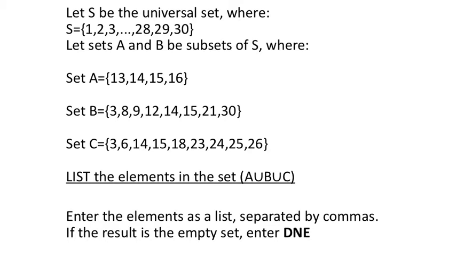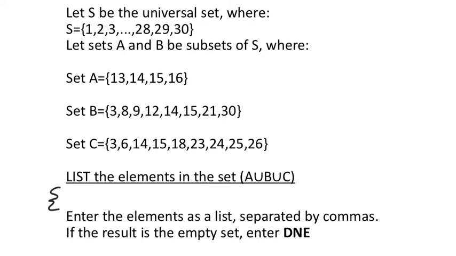So let S be the universal set where S equals, and we could assume that this would be a continuous pattern. So 1, 2, 3, 4, 5, 6, and so forth, which means we're not including fractional values or decimal values there. So let sets A and B be subsets of S. They probably should have included C there, where set A is these 4 values, B is all these, and then C is all these. If I want to list the elements of set A or B or C, as long as it's part of one, it's part of the full union. Okay, so I've got my fancy bracket set up. I'm just going to list them.